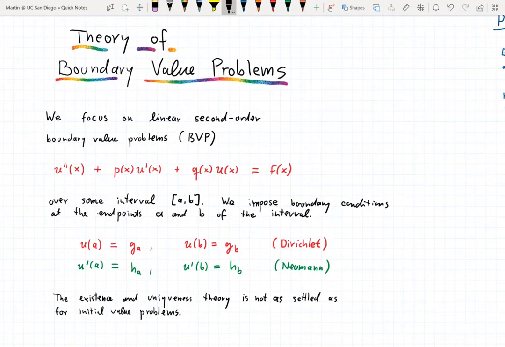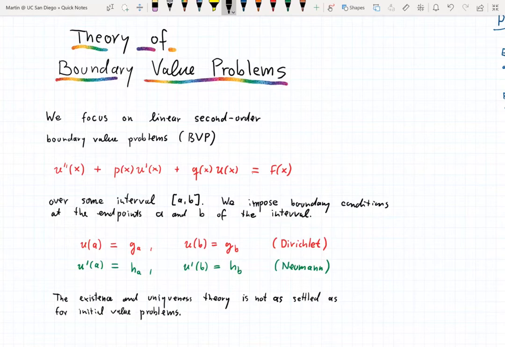In this video, I would like to talk about the theory of boundary value problems. In particular, we're going to discuss the existence and uniqueness of solutions to boundary value problems. The focus here in this video will be on linear second-order boundary value problems, and the differential equation for such boundary value problems has the following form.